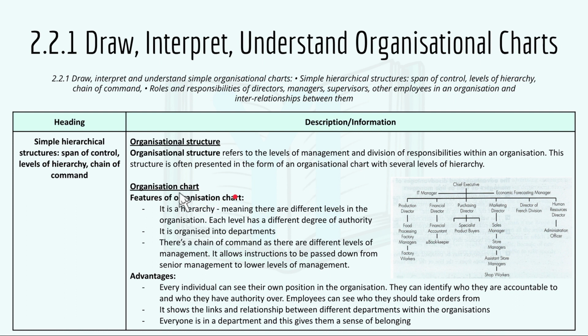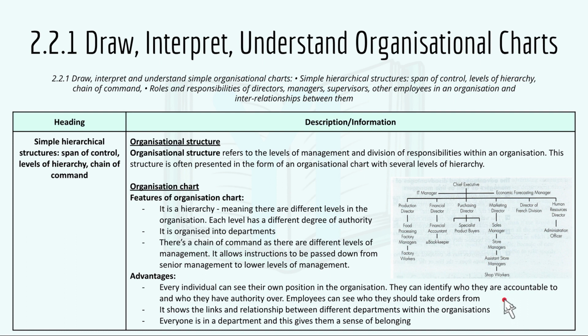And here are some features of organization charts. There's a hierarchy, meaning there are different levels in the organization, and each level has a different degree of authority. And it is organized into departments, like here, chief executive into managers and different departments. There's a chain of command as there are different levels of management, and it allows instructions to be passed down from senior management to lower levels of management.